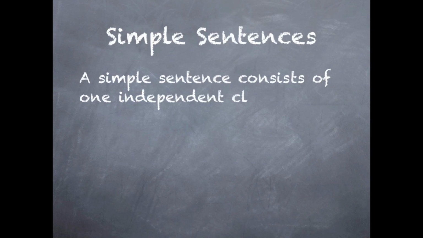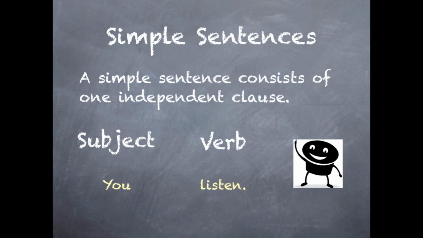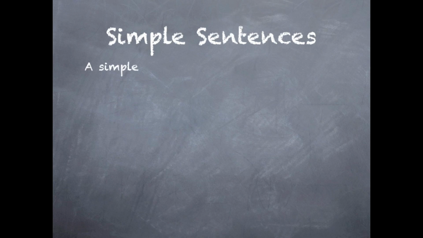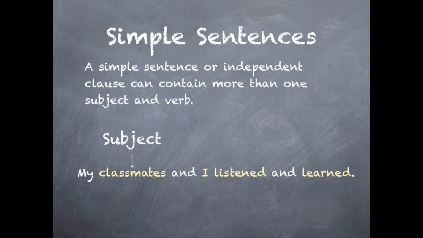A simple sentence consists of one independent clause. That is, a clause that contains at least one subject and one verb. Thus, it is able to stand alone. A simple sentence or independent clause can contain more than one subject and verb, such as, my classmates and I listened and learned.